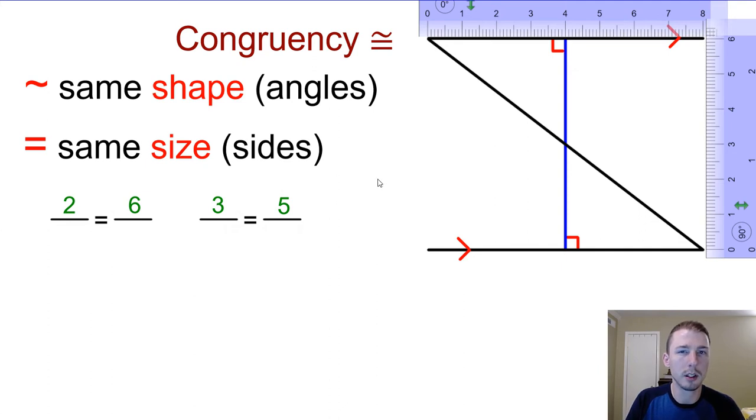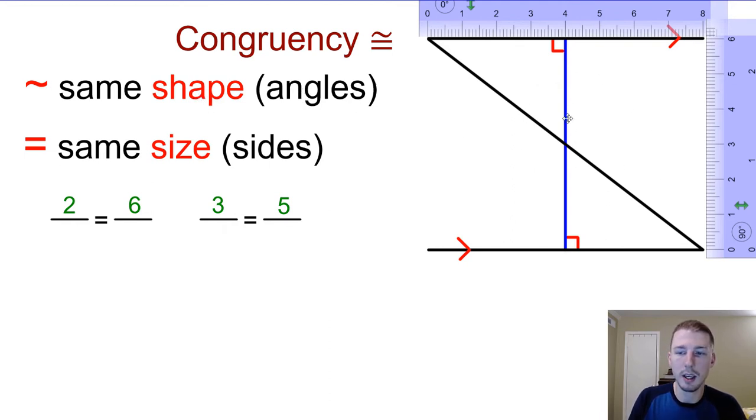Before we talk about similarity, let's talk about something we already know, which is congruency. The postulates for congruency are very similar to what we're going to be doing with similarity, just one minor difference. With congruency, the symbol is broken down into two parts. We have the tilde, which tells us it has the same shape, which comes from the same angle.